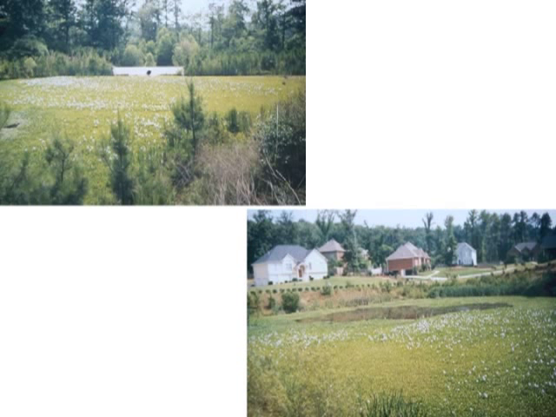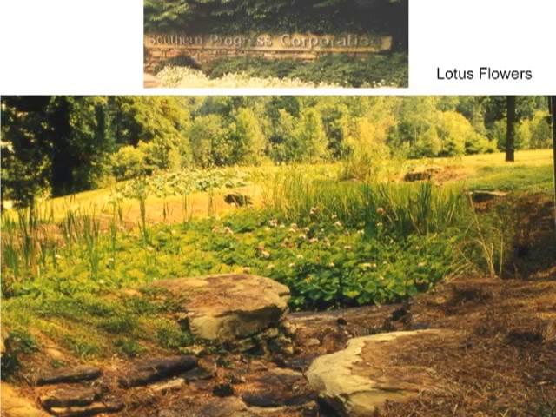Southern Progress up in Birmingham, they capture all of their stormwater and roof runoff. They take it through a constructed wetland, a 3-cell system, and it's got cattails and lotus plants. Lotus flowers are beautiful in the June time period.